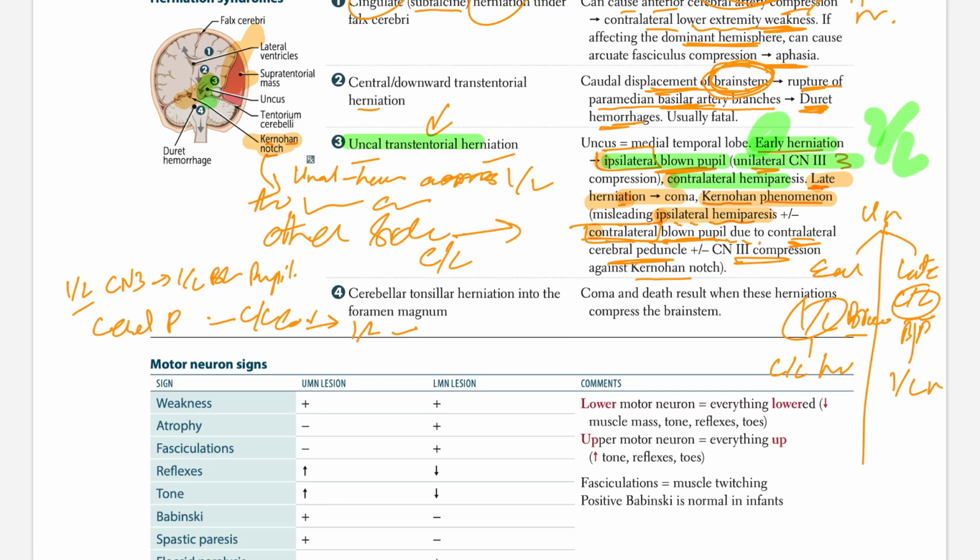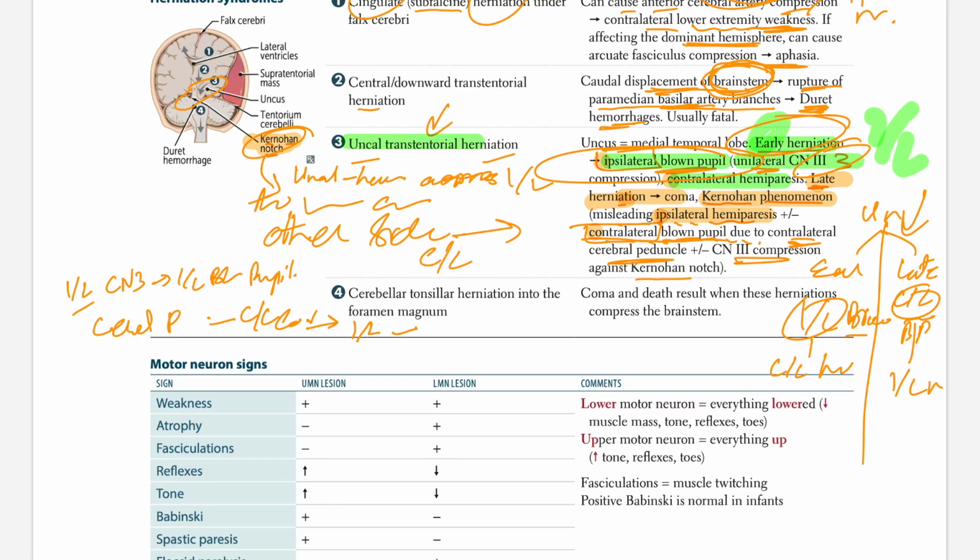Okay, but in all cases, you just got to know, one thing is uncal herniation towards the side is going to cause ipsilateral CN3 palsy, ipsilateral blown pupil. But if the uncal herniation goes and affects the other side, that's the Kernohan notch. When you compress that Kernohan notch, you are going to be giving the opposite side. You're affecting the opposite side, which causes all these other signs and symptoms.